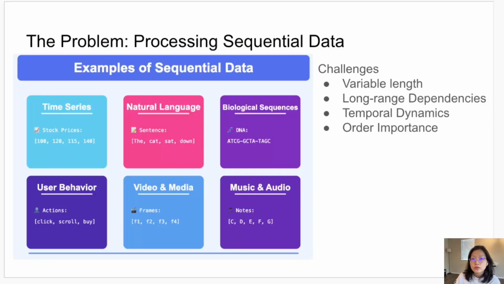And second of all, a sequence has a number of tokens. So when you're modeling a single token, you must consider the context. The longer the sequence, the longer the range of contexts and dependencies you have to consider when you are modeling. And lastly, order also matters.